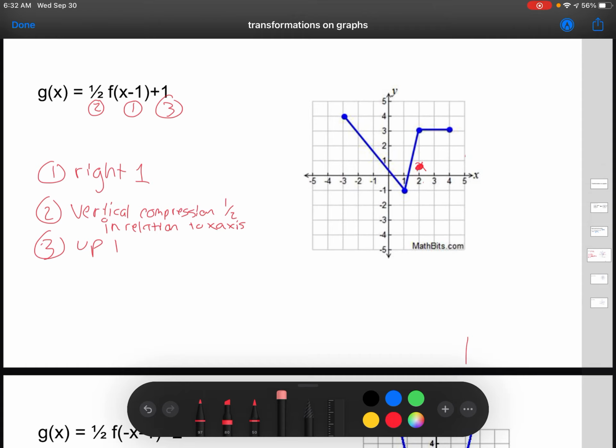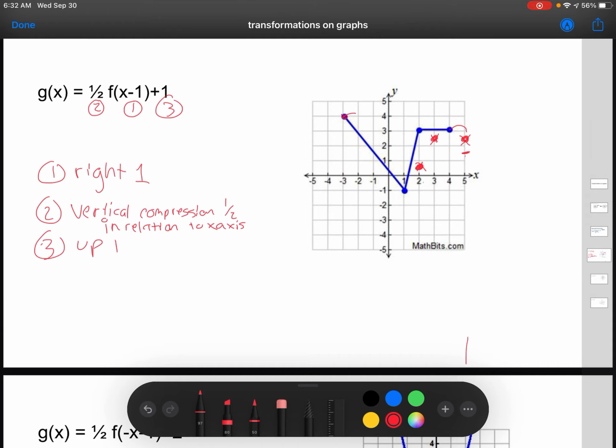Sorry, I did that last one wrong. Right 1, cut it in half, and then up 1. So I land here. Right 1, cut it in half, up 1.